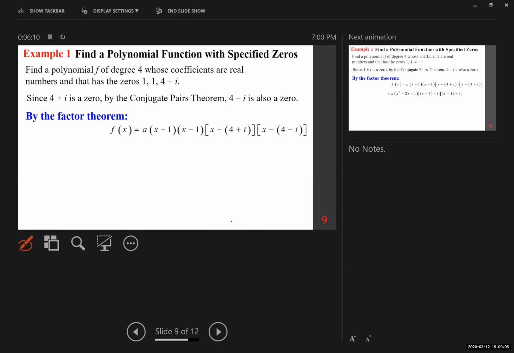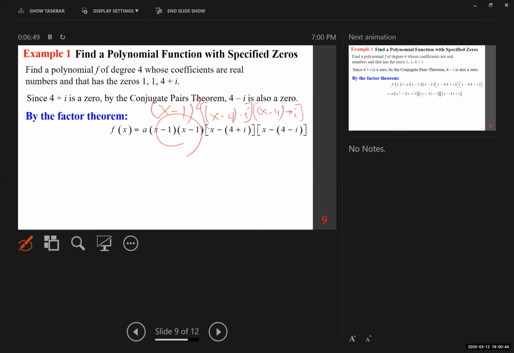Now, all we have to do is multiply them through. The only thing I want you to pay attention to is the way we do this product to make life easy. Obviously, x minus 1 times x minus 1 is x minus 1 squared, and it's not a big deal. x minus 1 squared, and we can do the math: x squared minus 2x plus 1. It's easier to write the other factor as x minus 4 minus i times x minus 4 plus i.